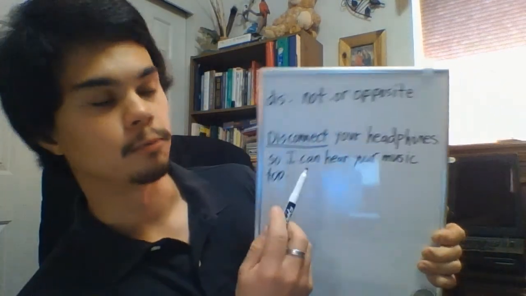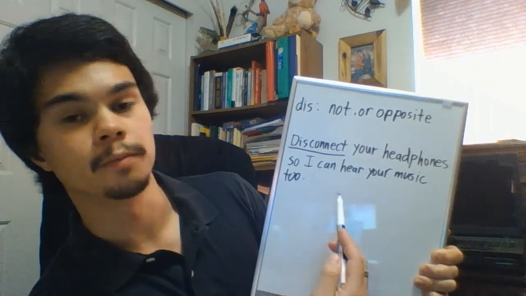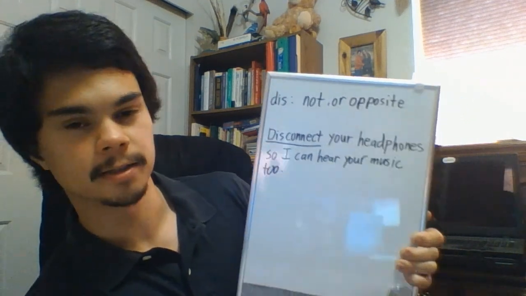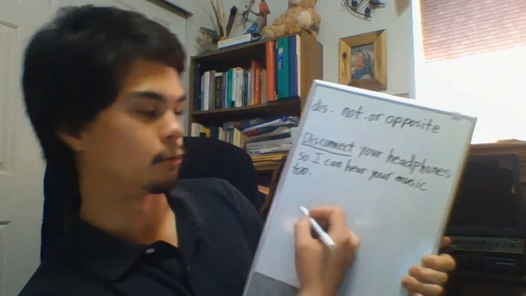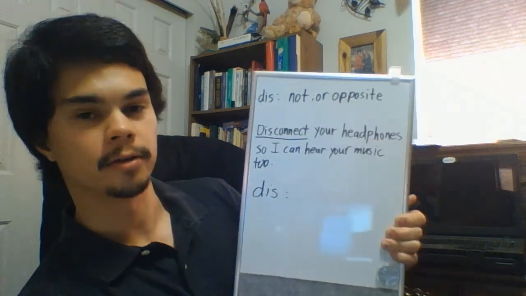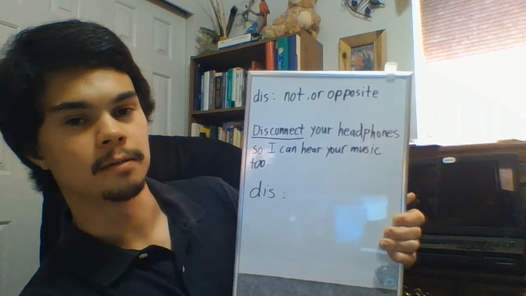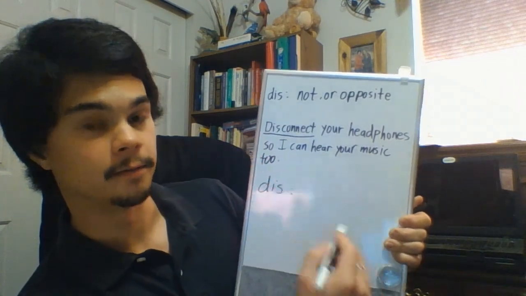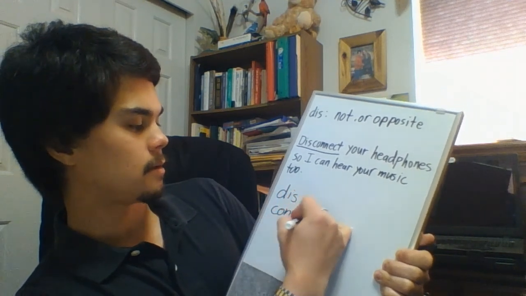Okay, let's look at another example, and you're going to try to figure out this one with me. So the sentence is: disconnect your headphones so I can hear your music too. Our word is disconnect. So let's separate that into the prefix and the rest of the word. The prefix that we're looking at is dis. Now think to yourself for a moment, what does dis mean? Hint, it's right here. It means not or opposite of. And then the rest of the word is connect.